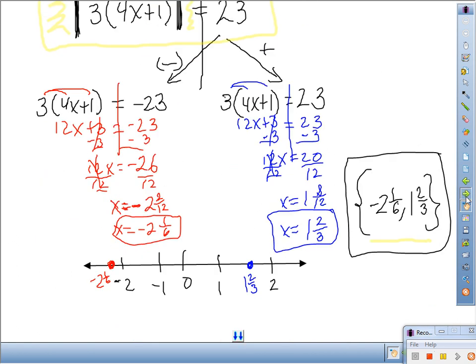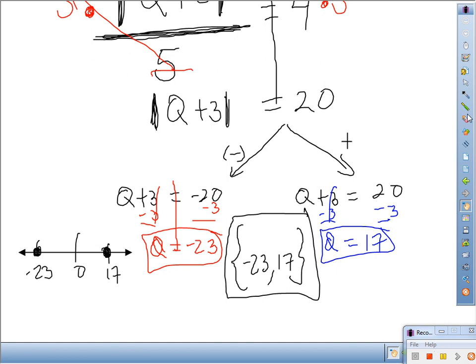And then from there, we went to this one. There's nothing in front or behind it. So how many answers? Because we had it equal to what? Positive 20. Are we there?